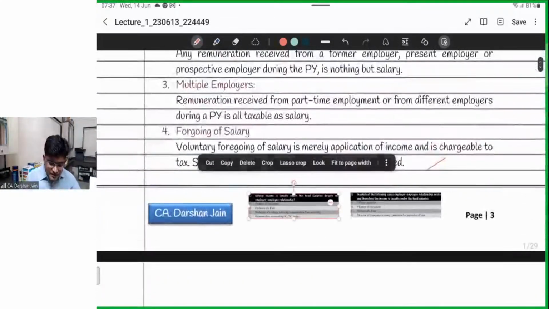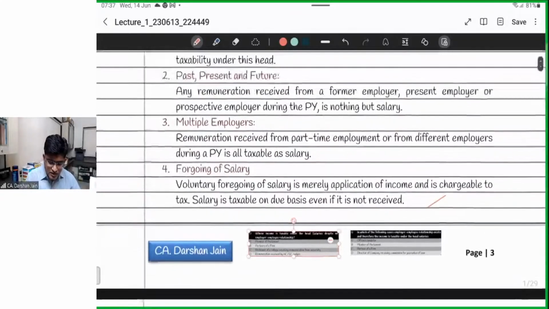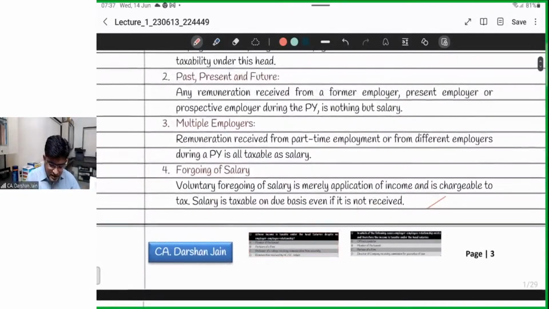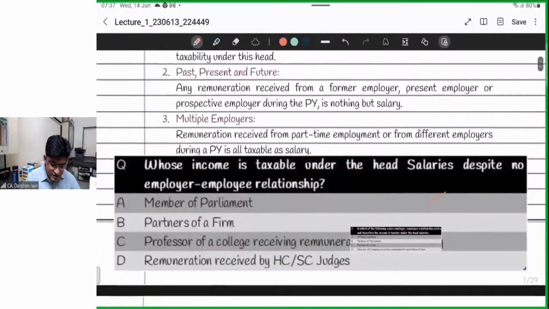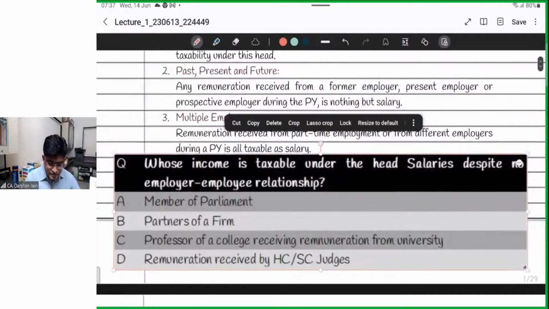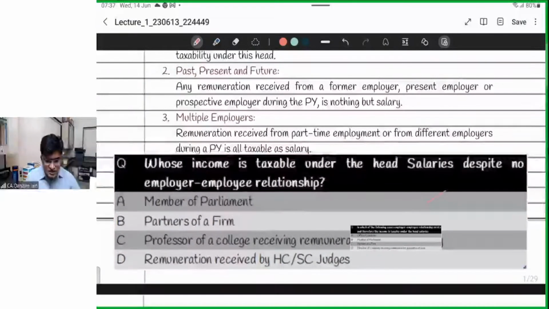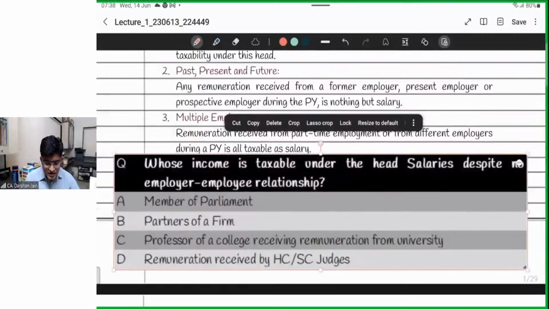Let's take up an MCQ on the employer-employee relationship. Well, okay, here we go. See, whose income is taxable under the head of salary despite no employer-employee relationship?